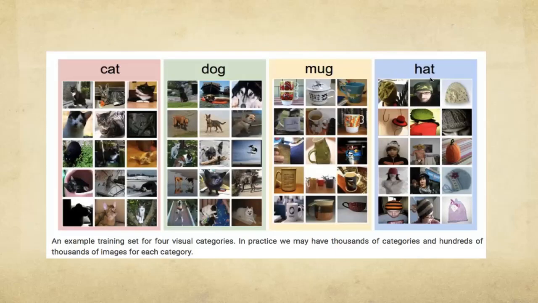For example, if I were to write a program that can recognize cats and dogs and mugs and hats, then we have to give our program labeled pictures of those things. So I have to give it a lot of pictures of cats, a lot of pictures of dogs, etc.